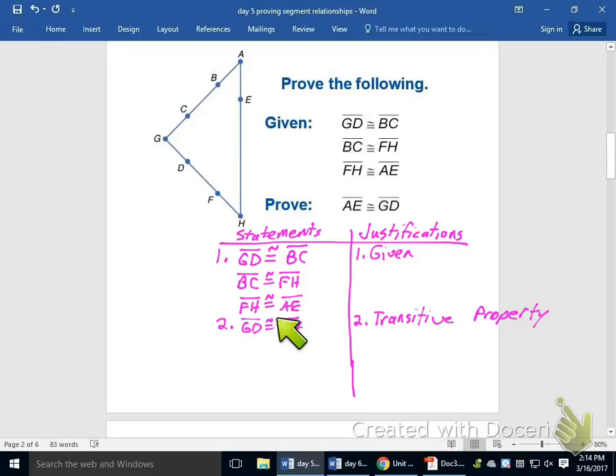Now looking at segment AE and segment GD, they are both congruent to segment FH, so they're going to be congruent to each other by transitive property yet again. Now I'm actually done with the proof. So segment AE is congruent to segment GD, and that's transitive property again. So sometimes proofs are very straightforward and easy to do. If you had listed this in the wrong order, if you'd said segment GD is congruent to segment AE, you'd have to add another step here of flopping it to what it needs to be, and that would be by symmetric property, if ever you need to do that.